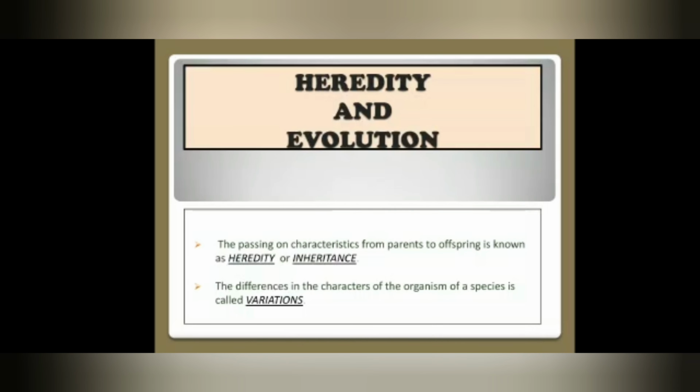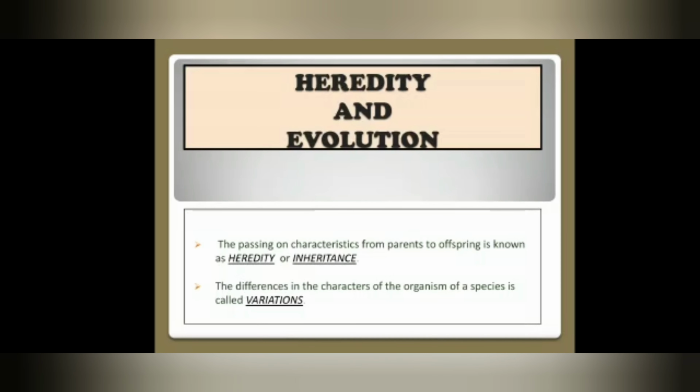Number one, the name of the chapter is heredity. So, what is heredity? The passing on of characteristics from parents to offspring is known as heredity or inheritance. The passing on of characters from one generation to the next generation is called heredity or inheritance.